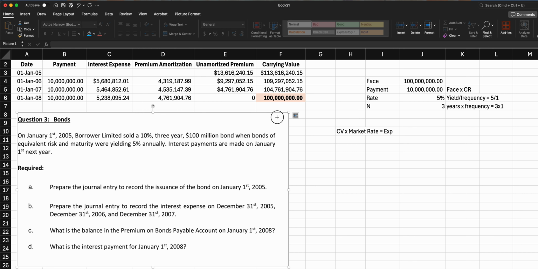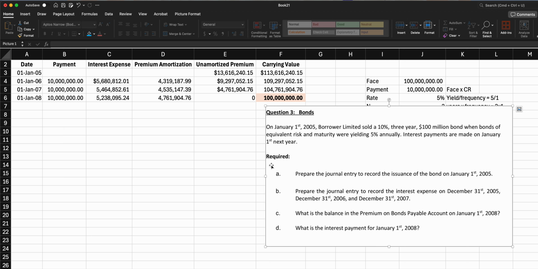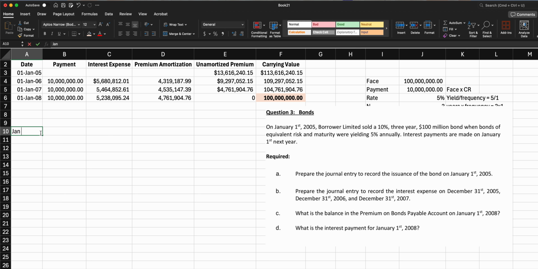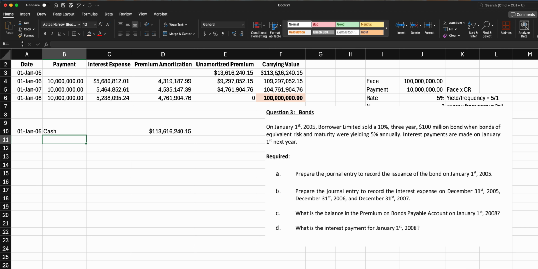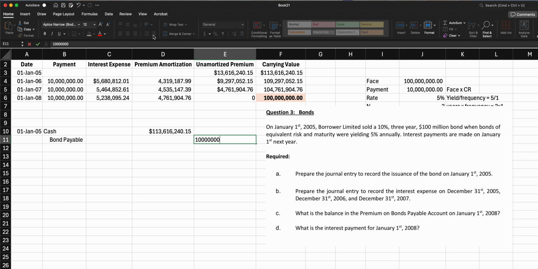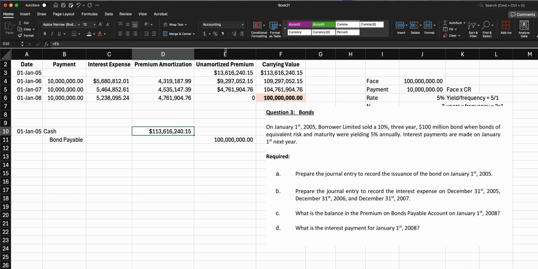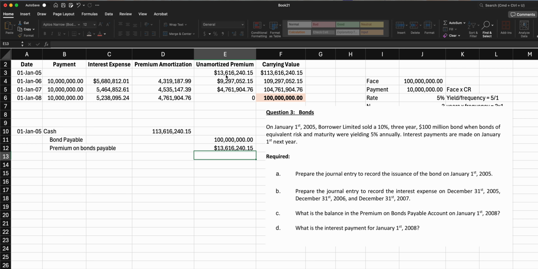So let's look at these journal entries now. So you're asked to record the issuance. So on Jan 1, 2005, your debit would be cash, first of all, because we're going to get cash. And how much cash we're getting, that is the carrying value. Now, you have a liability. So the liability would be bond payable. And that you always record it at the face value, which is 100 mil. The difference is called the premium on bonds payable. Also a credit, so we're going to indent that. And that's that unamortized premium.